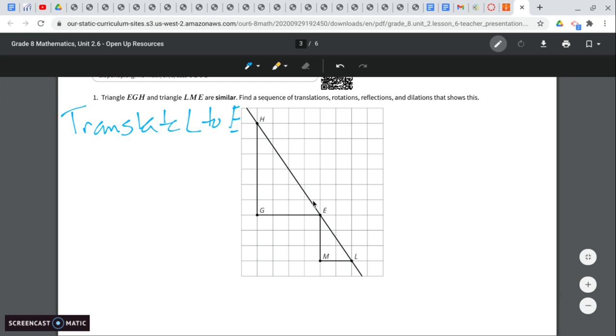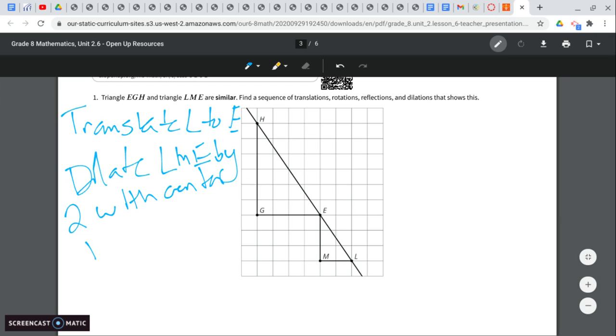smaller than EGH. So the next thing we need to do is dilate using E as the center of dilation because we want it to be in that exact same place. We don't want it to dilate from an external point. So dilate LME by, how much do we need to dilate by? This side is 2. This side is 1, 2, 3, 4. So dilate it by 2 with center E. So that will transform this.